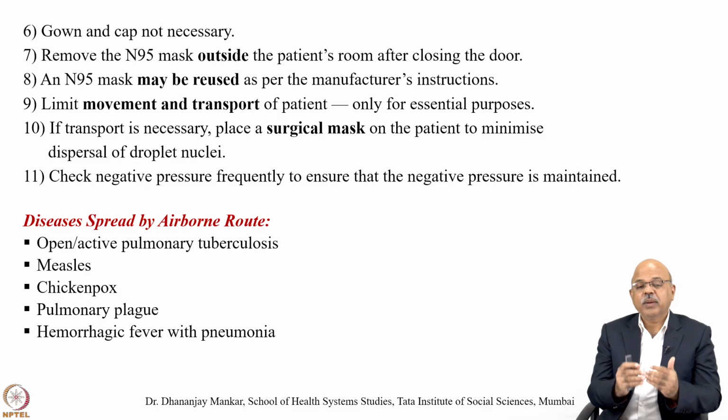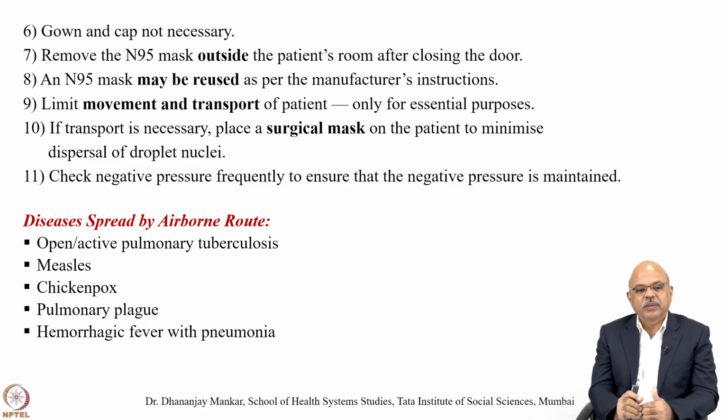The diseases spread by the airborne route are open or active pulmonary tuberculosis, which has been witnessed as a major cause of mortality in healthcare associated infection, though it is pending. Measles, chickenpox, pulmonary plague, and hemorrhagic fever with pneumonia can be added to the list of diseases spread by the airborne route.